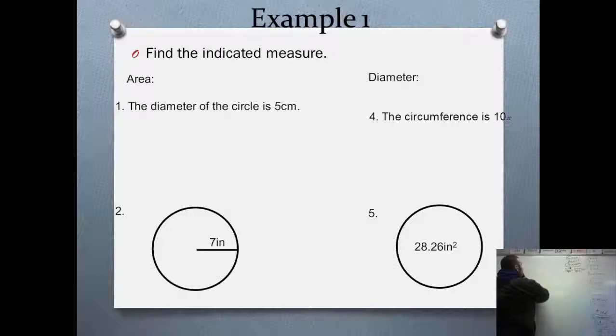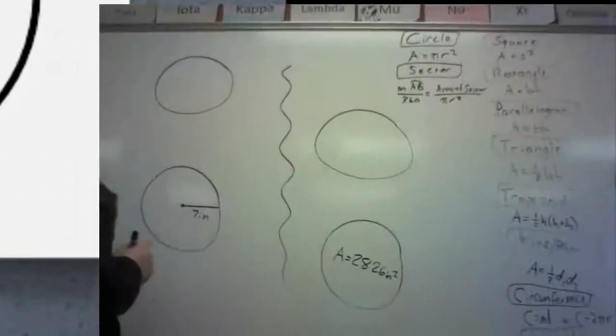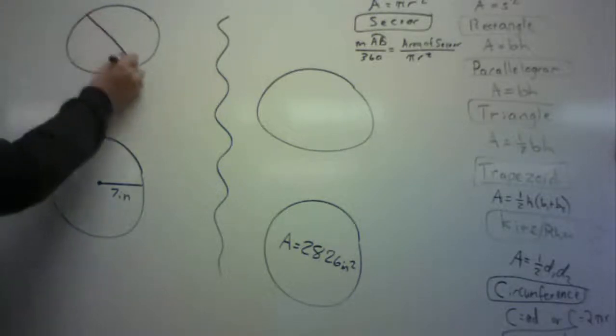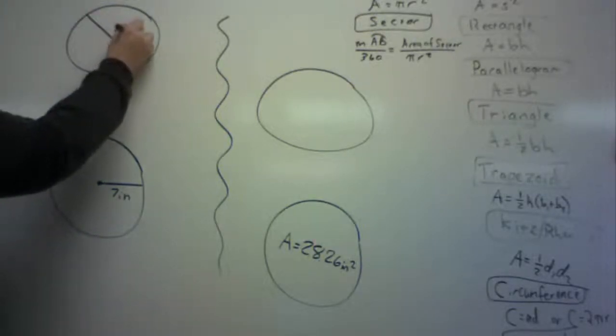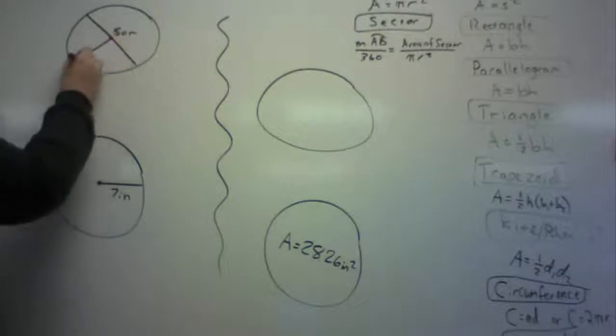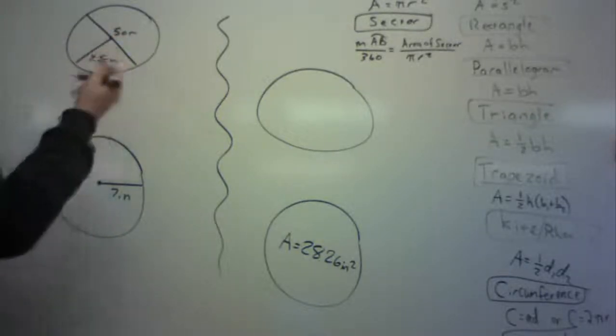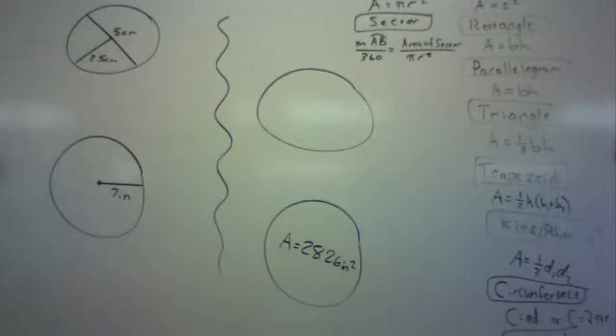So I'm given basically 4 different situations. So I'm going to draw 4 circles up here. The 2 on the left, they're looking for the area. The 2 on the right, they're looking for the diameter. Alright, so the first problem, it says the diameter of the circle is 5 centimeters. So I know that the diameter is 5 centimeters. So that would mean the radius is 2.5 centimeters because it would be half the diameter.